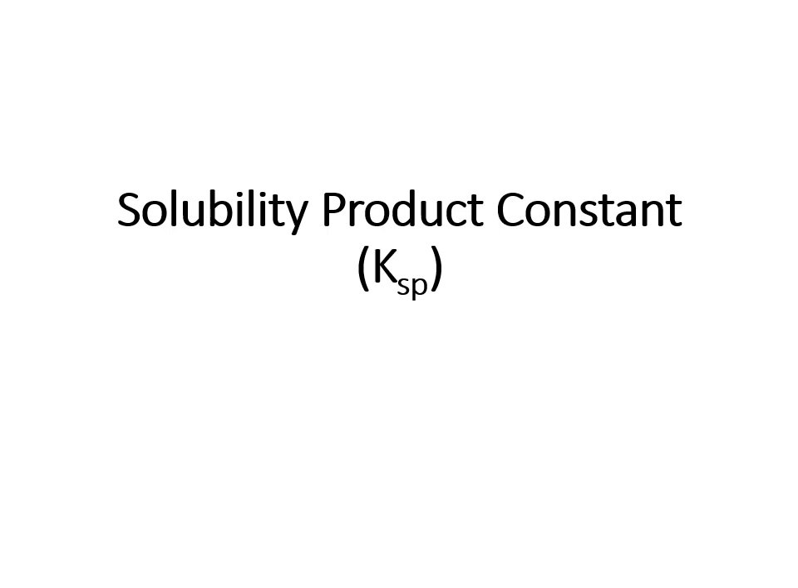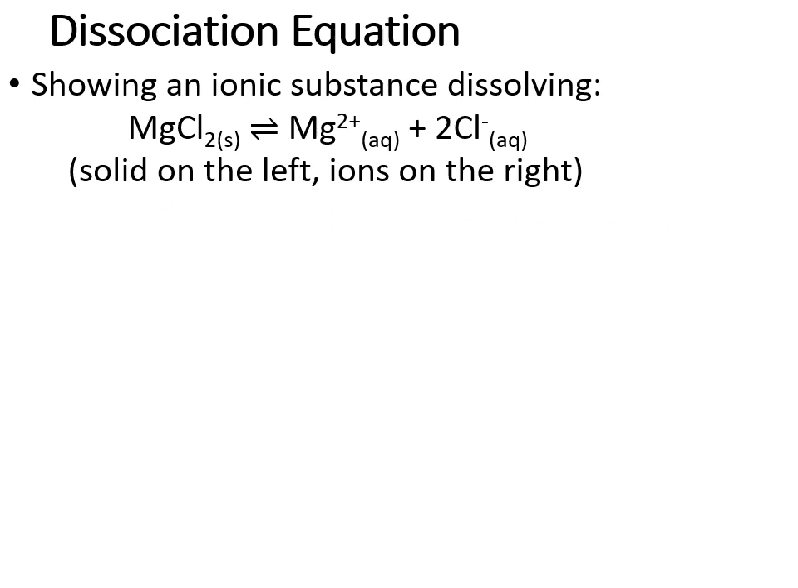Solubility product constant, also known as KSP. So for our dissociation equations, we're going to stick to writing the solid on the left-hand side of the equation and putting the ions on the right. So we're dissociating a solid into its ions. As they dissolve, they become aqueous.